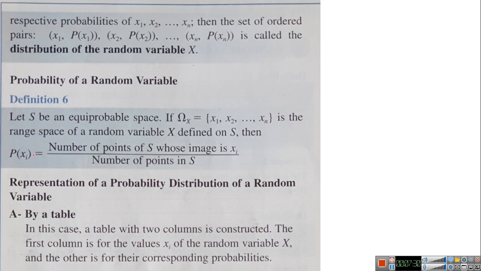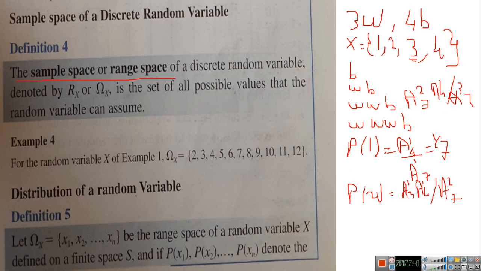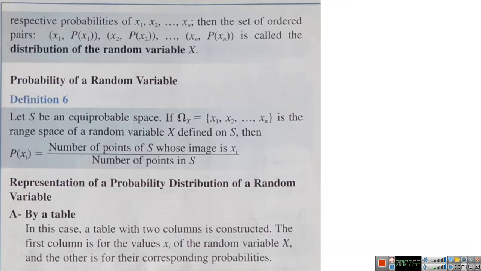So as we did in the example, what's p of xi? Number of points of S whose image is xi over number of points in S, as we did in this one here. So you solve an ordinary probability problem to get the probability for each one. So we don't have anything new.